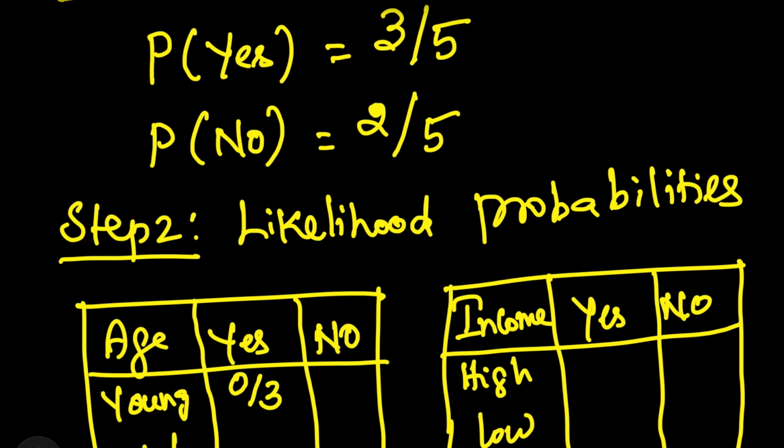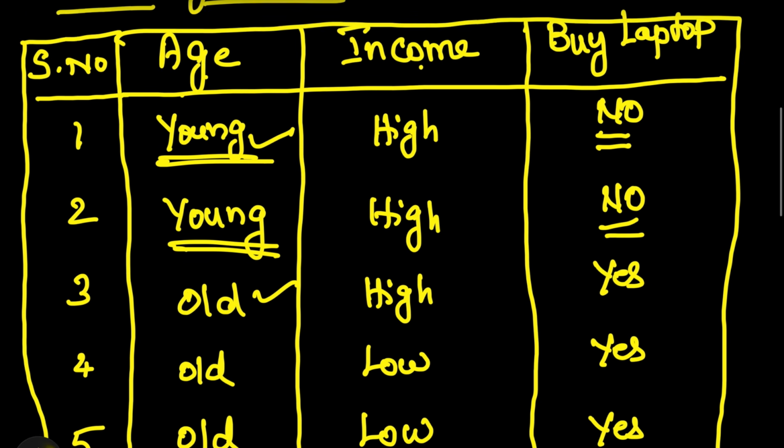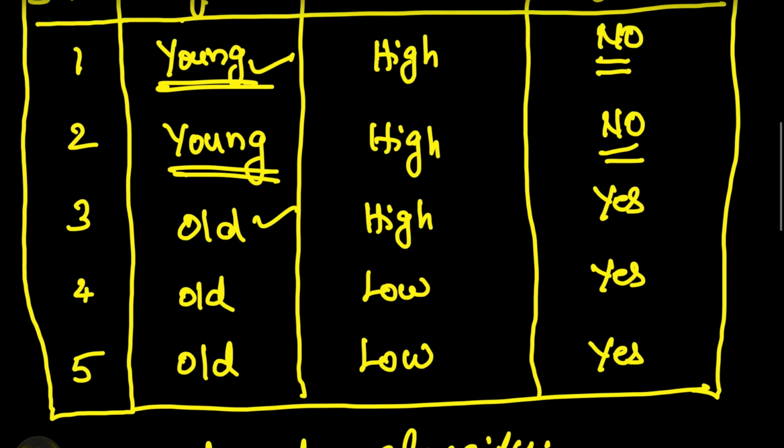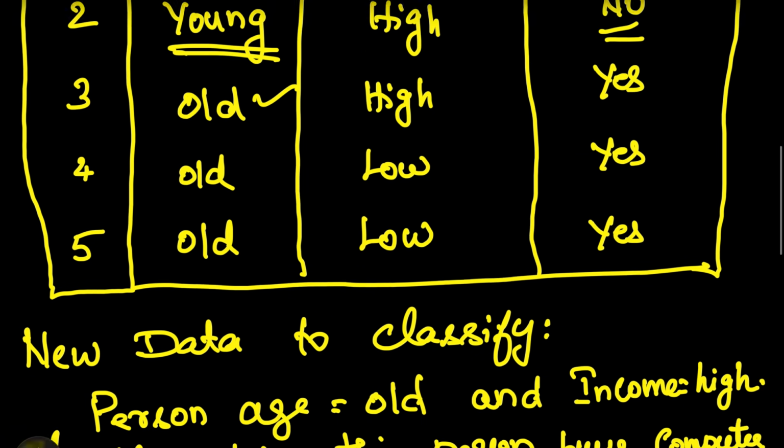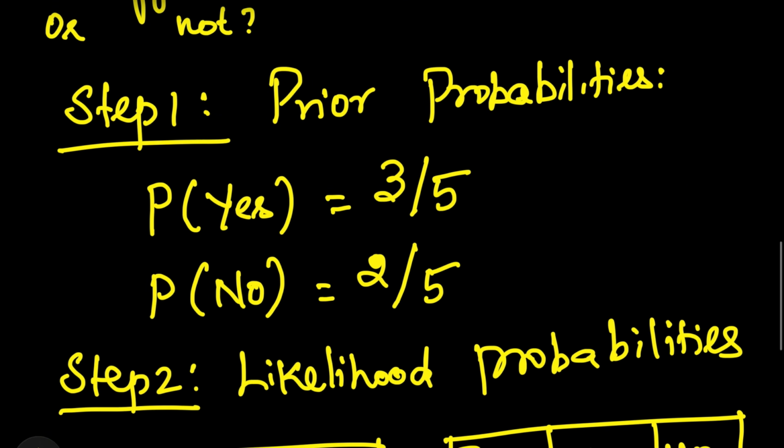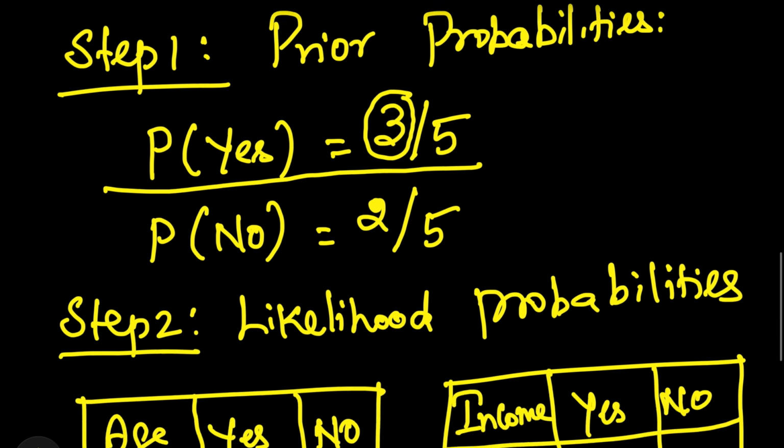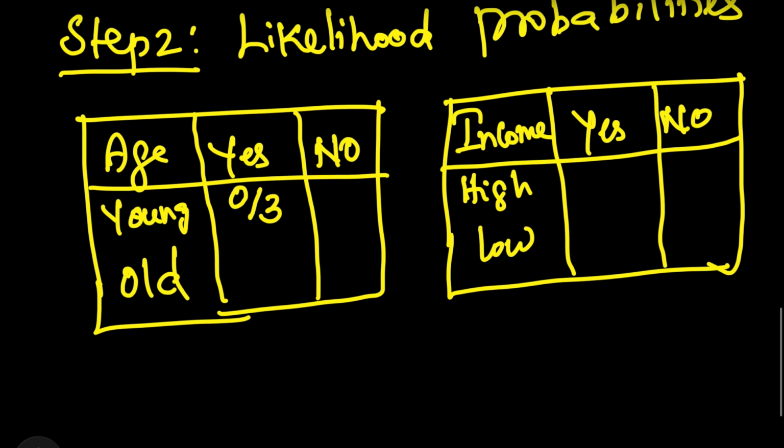So let us write 0 divided by 3. Why am I giving it as 3? Because in probability of yes, what is the total outcome of yes? 3. Out of this 3, I have 0 contribution for young. Clear? And for old, let us take age equals old with probability of yes.